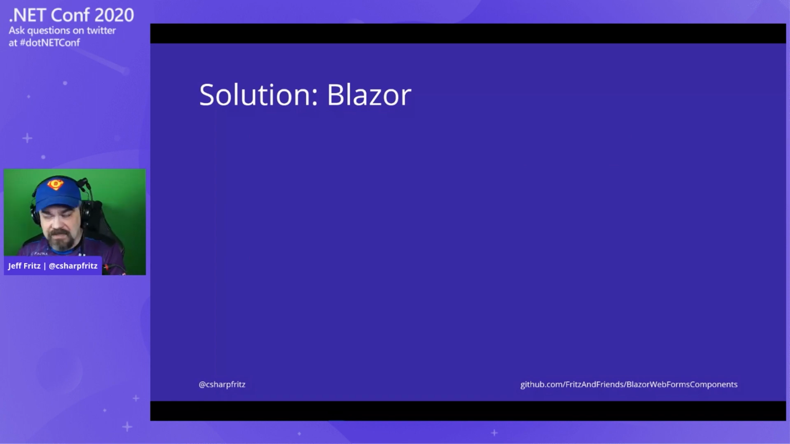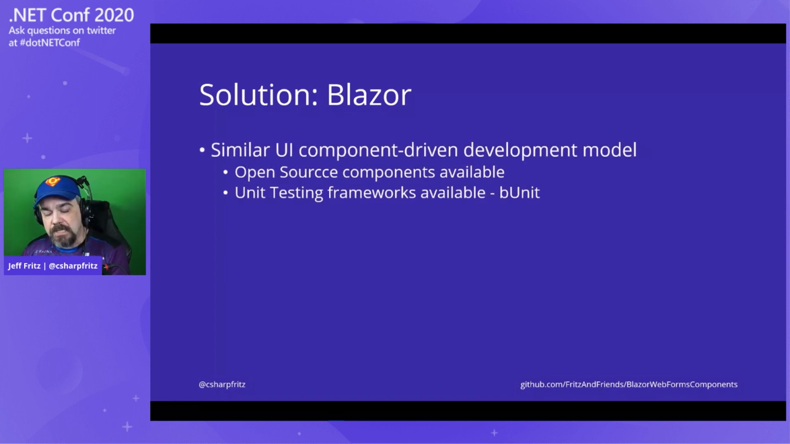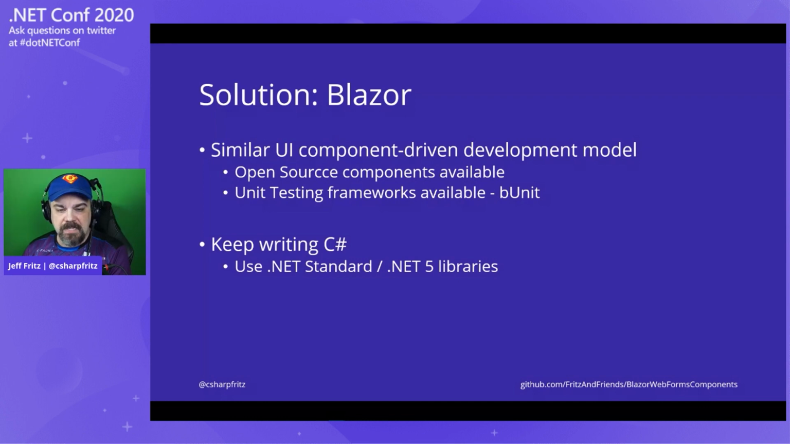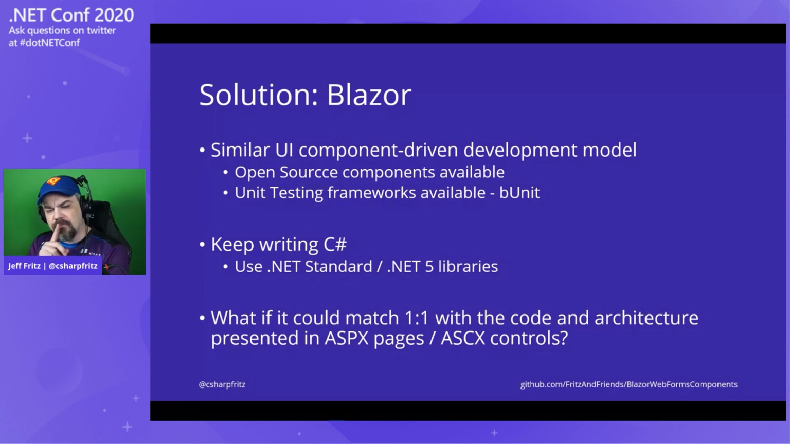Well, what about Blazor? Let's talk about Blazor as the solution. You end up with a similar user interface, component-driven development model that we have in ASP.NET Web Forms. There's open source components available, and there's unit testing frameworks available like BUnit. We heard about BUnit a little bit earlier from our friend Ed Charbonneau. I can continue writing C#. I can migrate my VB to C#, and I can even take all of my logic and move it into .NET Standard or .NET 5 libraries. So I can continue using a lot of my code. But what if we could make Blazor match one-to-one with the code and architecture that was presented in those ASPX pages and those ASCX controls?